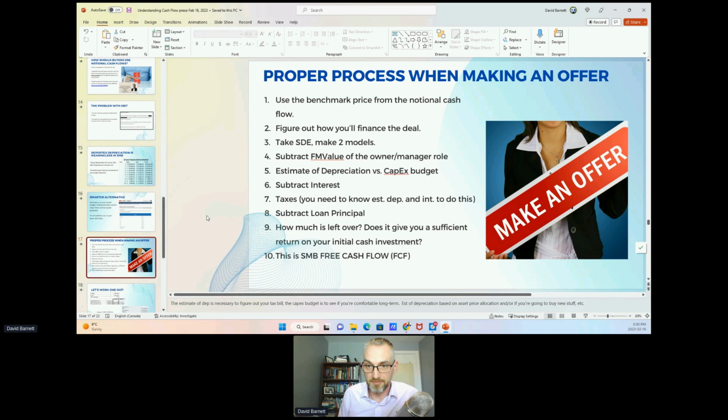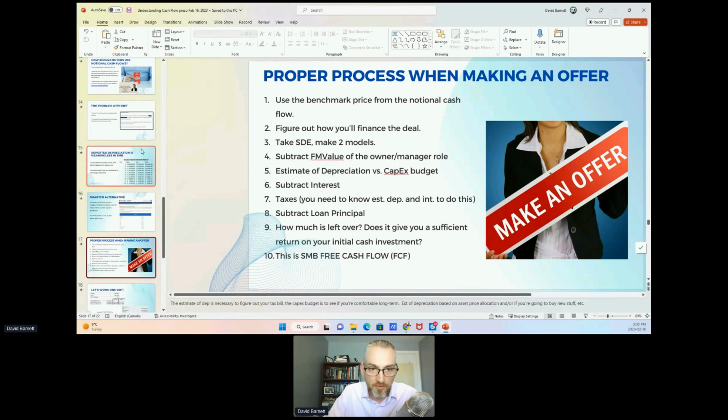Figure out how you're going to finance the deal. So now you figure out what your loan's going to be, etc. And we're going to make two different models here. We're going to subtract the fair market value of an owner manager role. Imagine if I'm going to do the work there every day, how much do I need to earn? What is the fair value of that role? If you are a systems engineer and you're used to earning $200,000 a year, but you try to buy a dry cleaner, don't jam your $200,000 salary into that line. What should a dry cleaning manager earn?